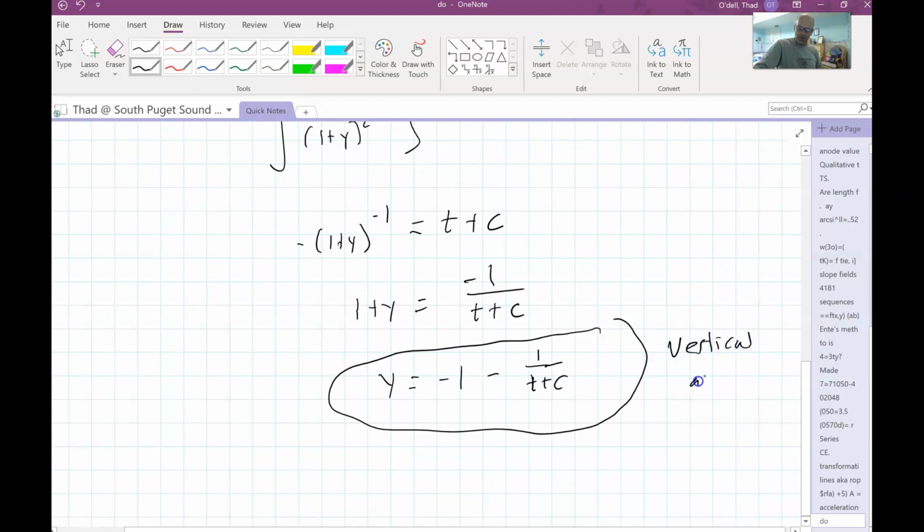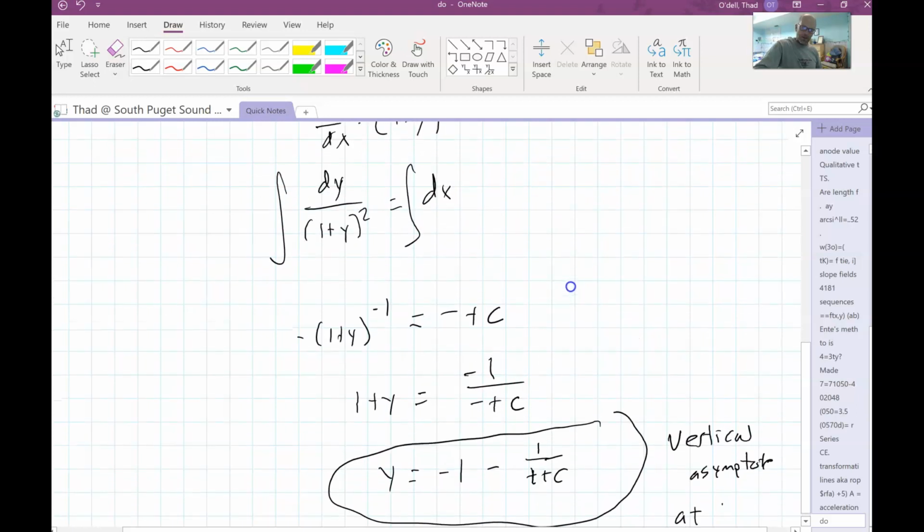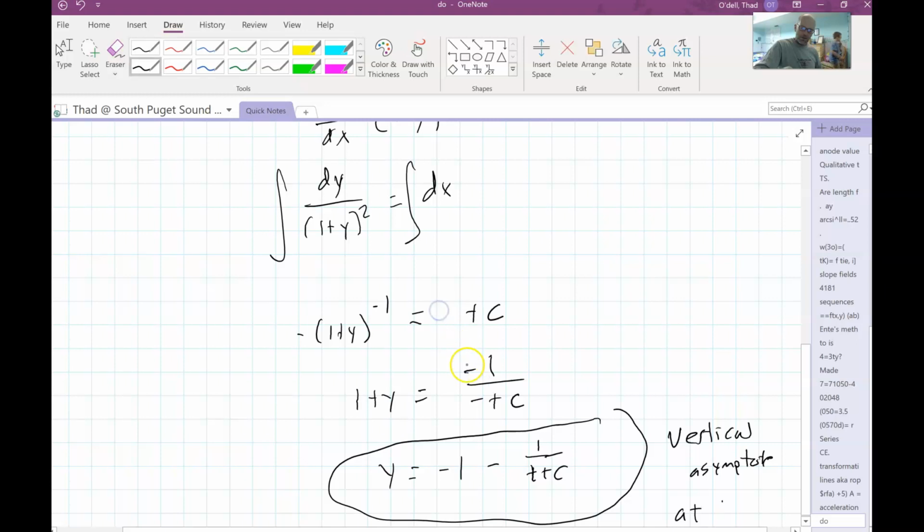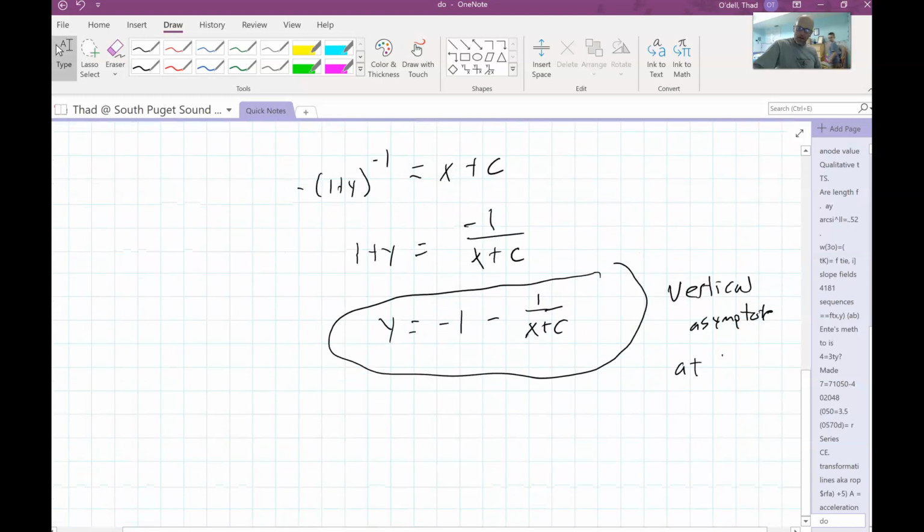and we know that this thing is going to have a vertical asymptote at, I'm putting the t in there again, guys. I got used to using t's. Sorry about this. A vertical asymptote at x equals negative c.